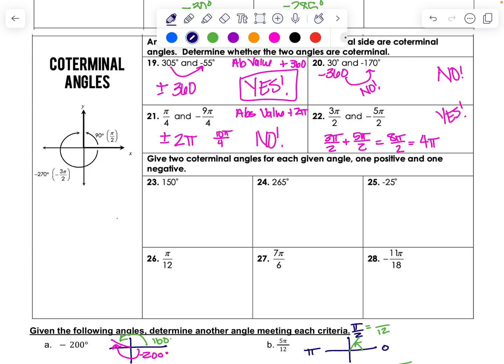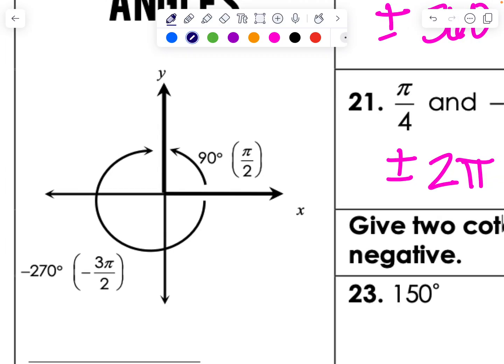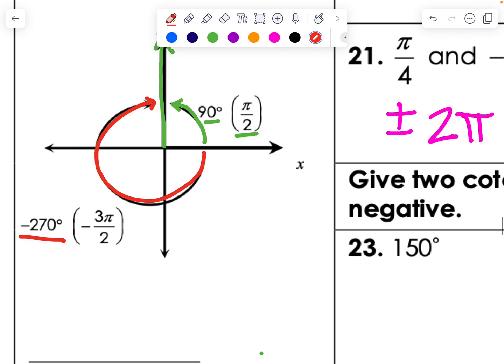So if I look at this diagram over here on the right, I see that I have a positive rotation of 90 degrees that lands me with a terminal side at my y-axis, my positive y-axis. So 90 degrees is equivalent to pi over 2. I could make a coterminal angle that's an opposite direction rotation, which means it's a negative angle, right? I'm now rotating clockwise, so negative 270 degrees, because when those two angles add together, they should add to 360 or a multiple of 360.